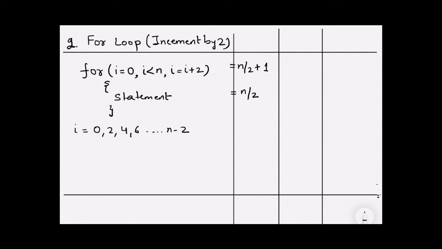Therefore, the time taken by the whole program to run is n by 2 plus 1 plus n by 2, which is equal to (2n plus 2) by 2, which implies the total time complexity for this program is order of n.